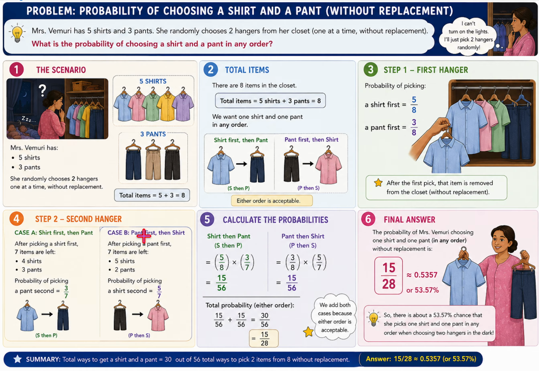Now let's say if you have picked pant first, then you have to subtract pants. So now you only have 2 pants. Then you need to pick a shirt. So you still have 5 shirts. So 5 out of 7 is your probability.